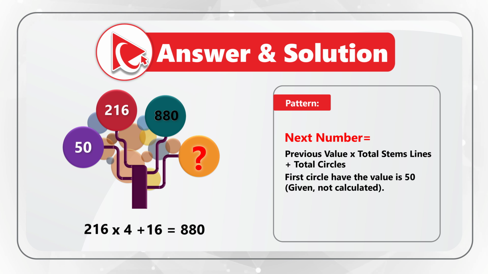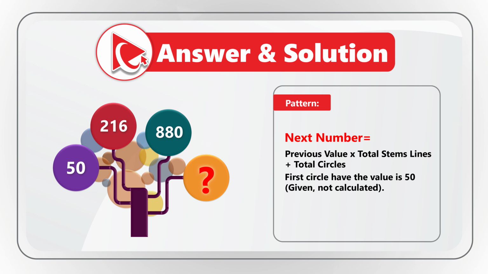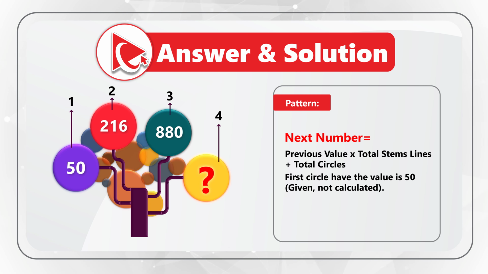Now you might be wondering what is 4 and where it came from and what is 16. The 4 is the number of stem lines in this structure. Let's count them. 1, 2, 3, and 4. And 16 is the total number of circles. If you count them, you see 4 circles on the forefront, the ones that have number and missing number.